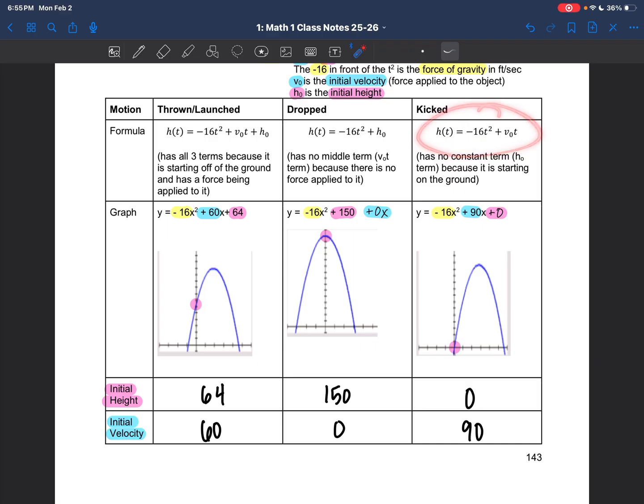And then looking here, if it's kicked, we have gravity, the force applied, which is 90, and then it's on the ground, so the height is 0.